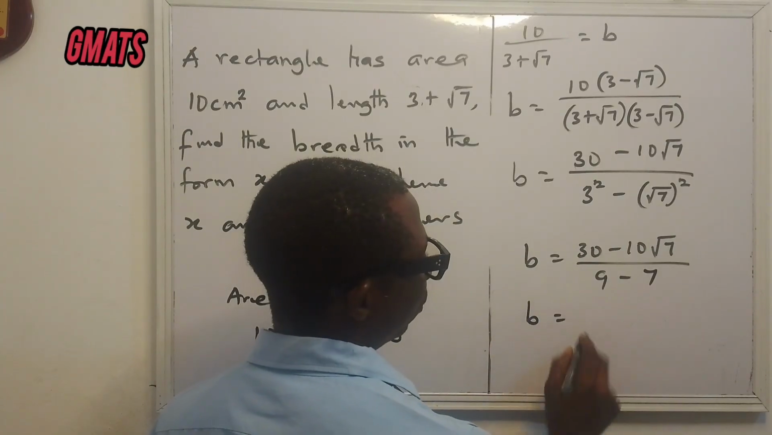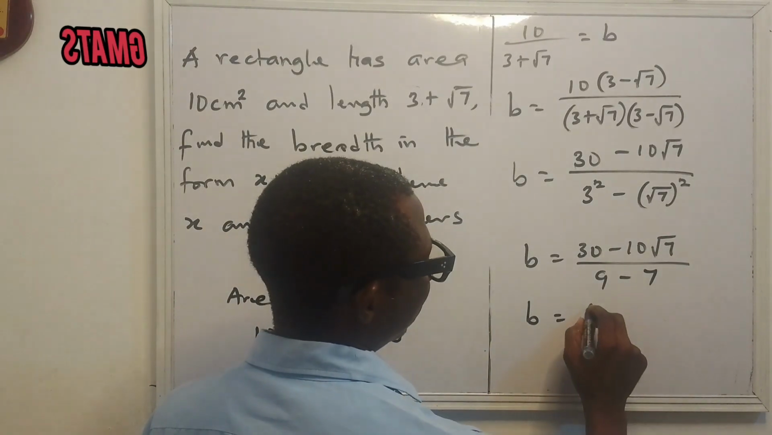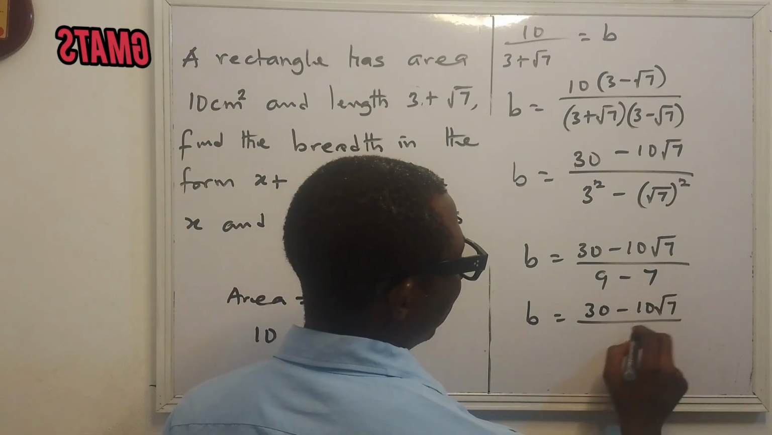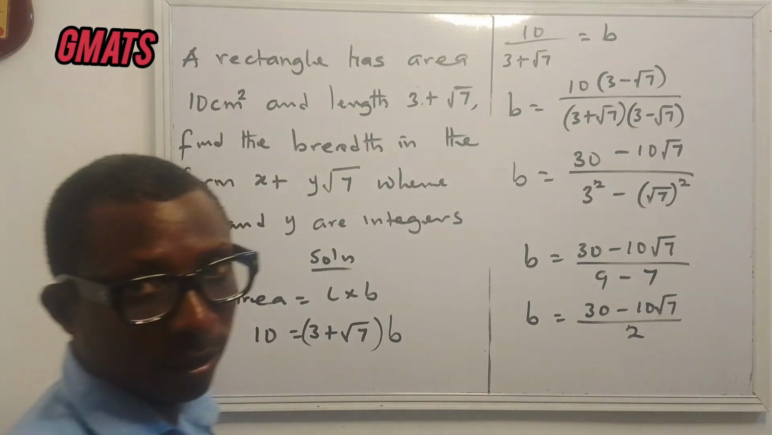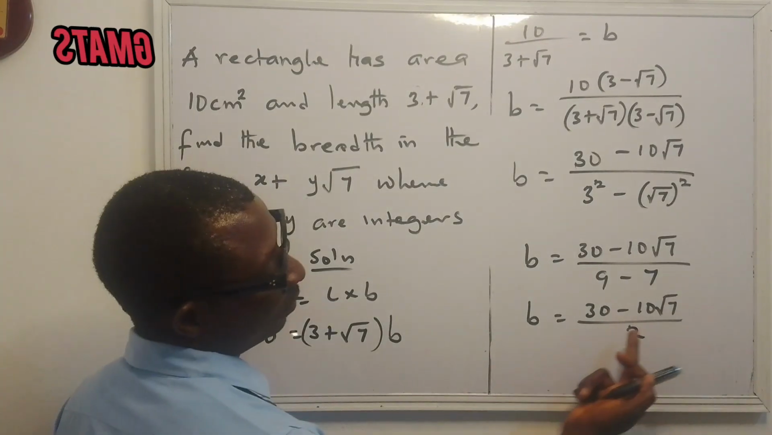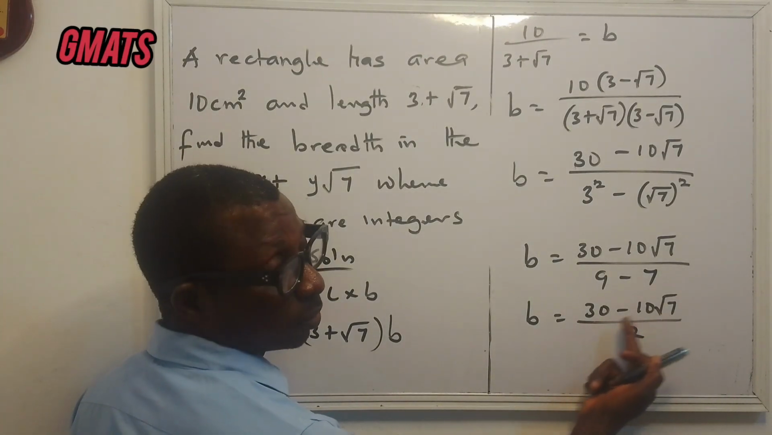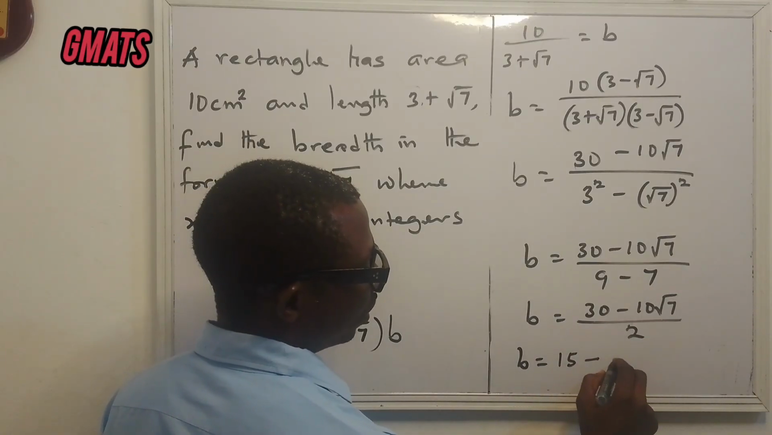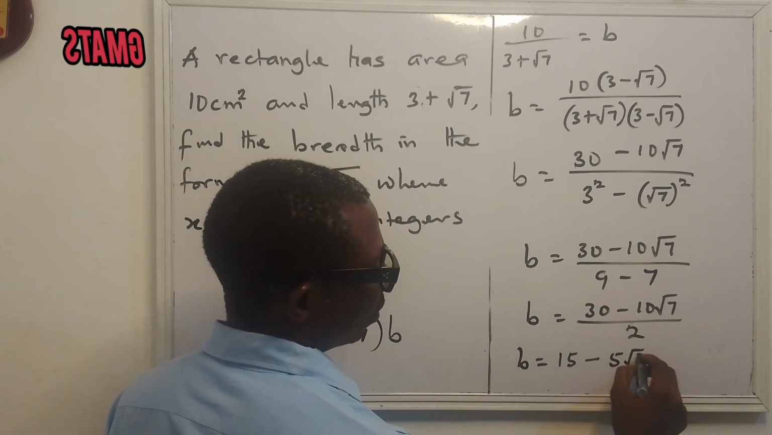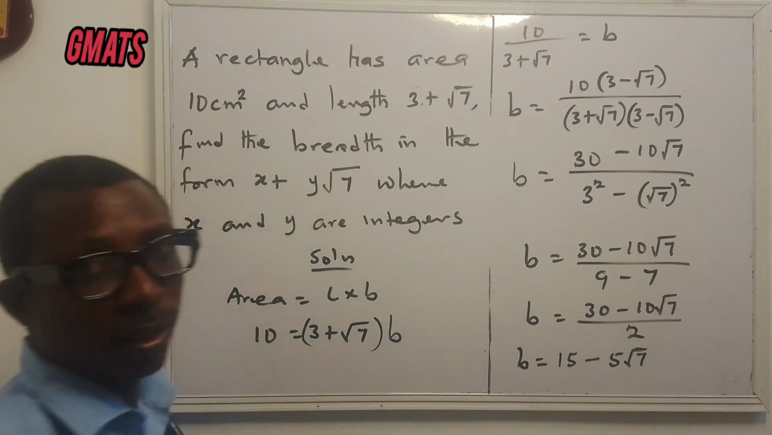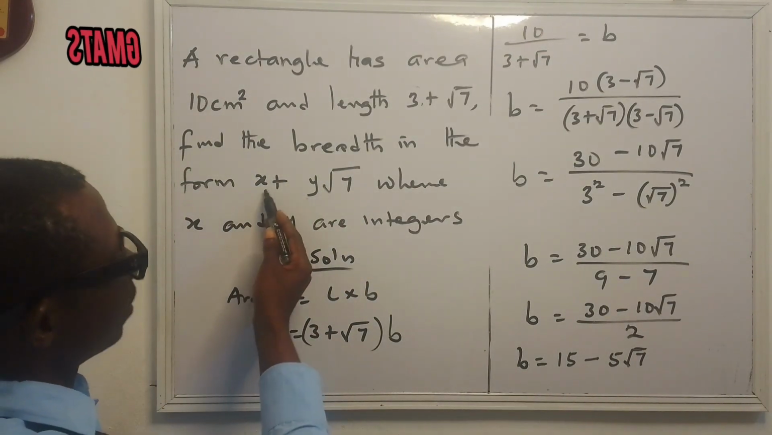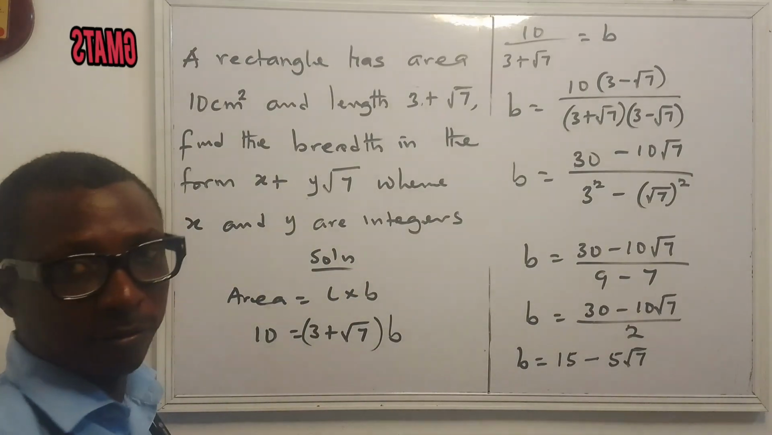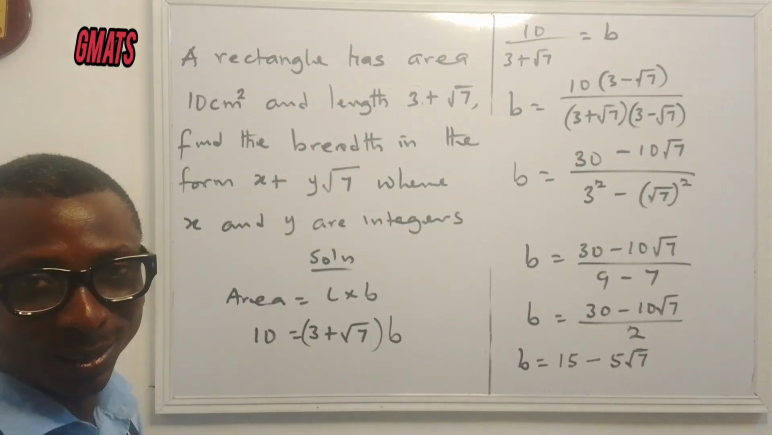So we have b equals 30 minus 10 square root of 7 over 2. Here you can divide these two terms by 2. So we have b equals 15 minus 5 square root of 7. You can see here our x is 15, y is what? Negative 5. And that is the solution to the problem.